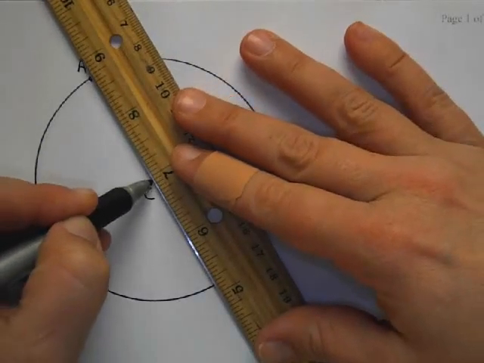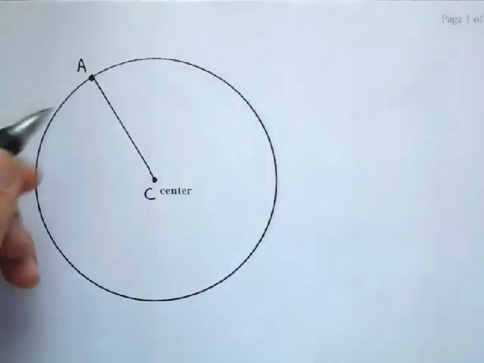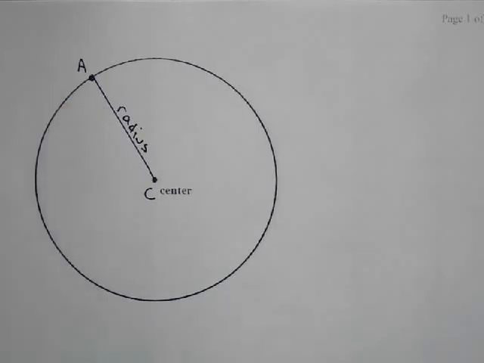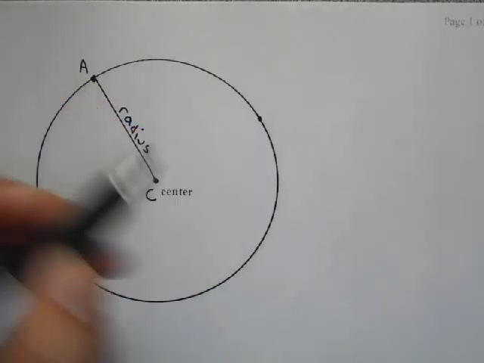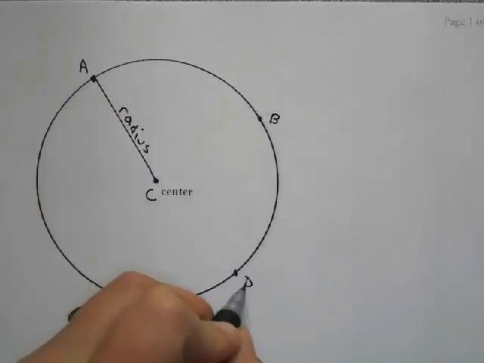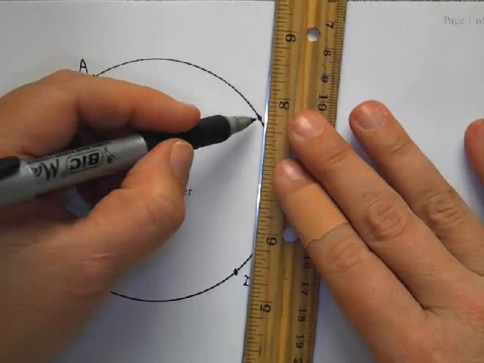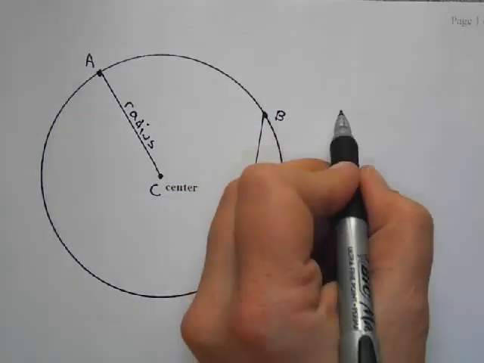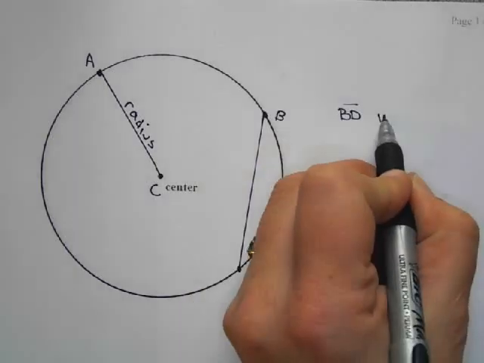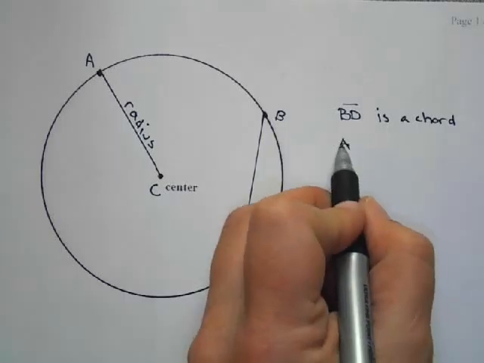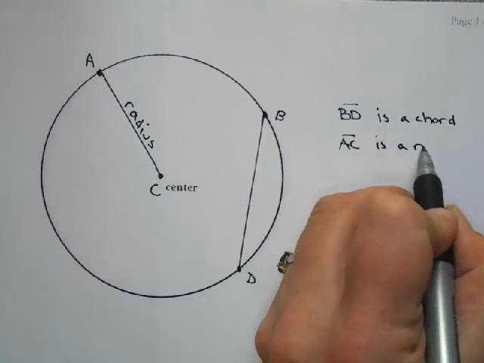And if you draw a segment from the center out to any point on the circle, that is called a radius. A chord is a segment that connects any 2 points on the circle. So one example, if we put 2 points anywhere you like, connect them with a segment. So segment BD is a chord. AC is a radius.